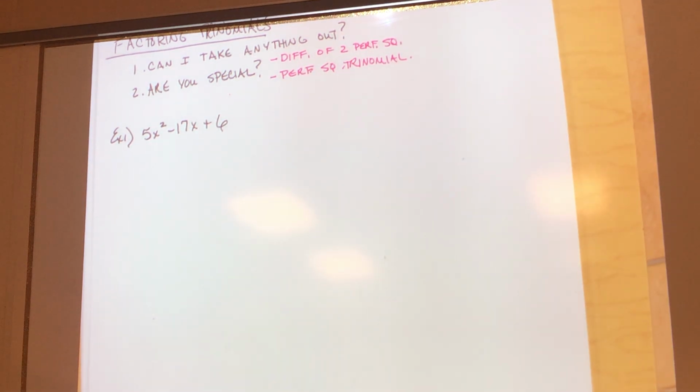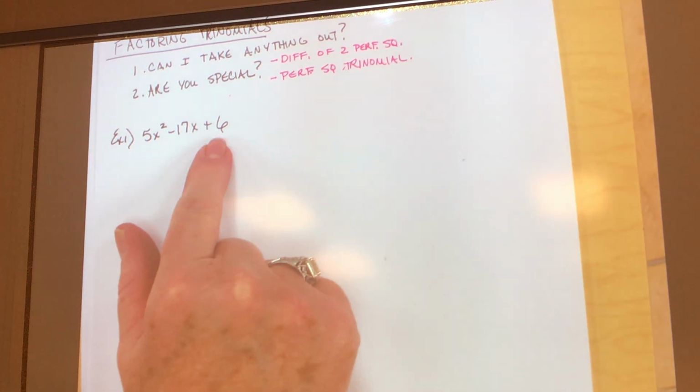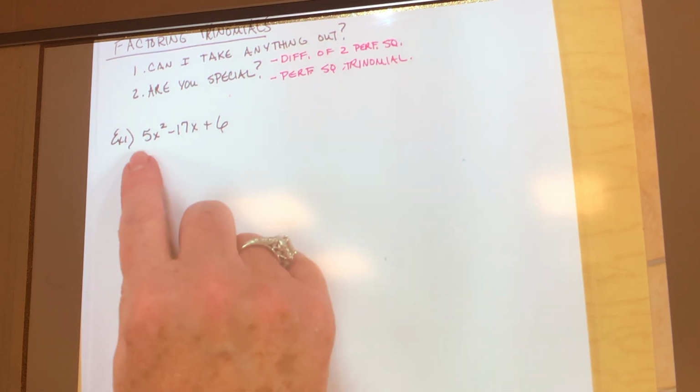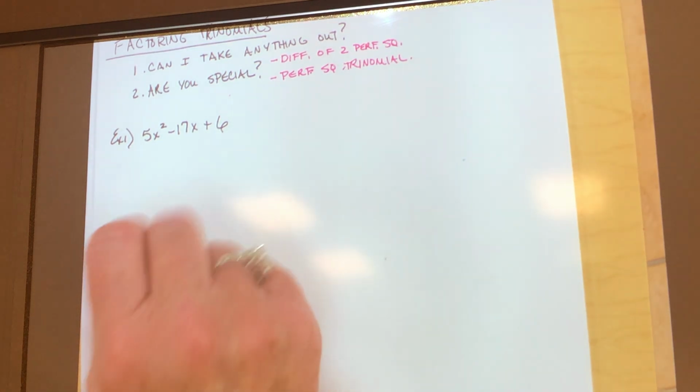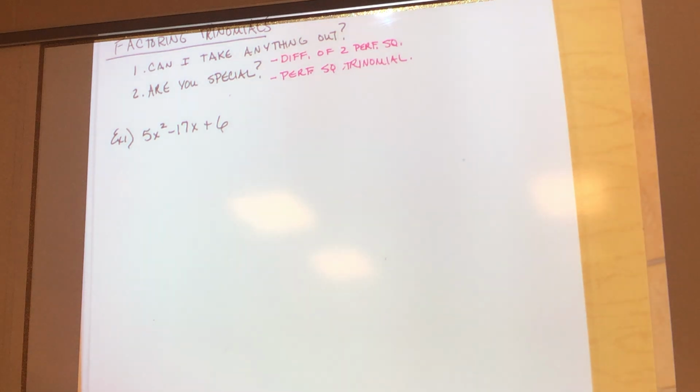Okay, so I'm gonna ask myself these two questions every time. So, looking at this trinomial right here, can I take anything out? No. Everybody doesn't have an x, and nothing goes into 5 and 17, so you can just stop. I don't even care about the last one because you can't factor anything out of the first two. Okay, so if you can't take it out of everybody, you can't take it out of anybody.